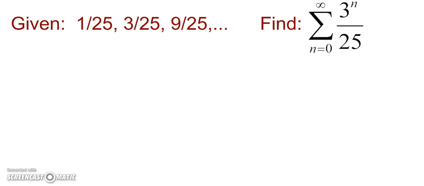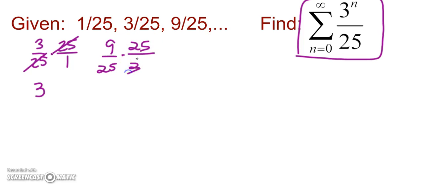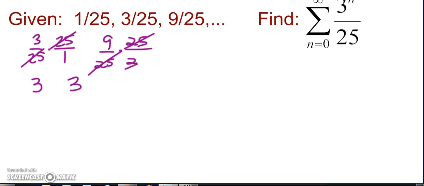Given this right here, which can also be viewed in this sense, let's find our common ratio. 3/25 divided by 1/25 is 3. 9/25 divided by 3/25 is 3. So yes, this is geometric, and our ratio is 3.